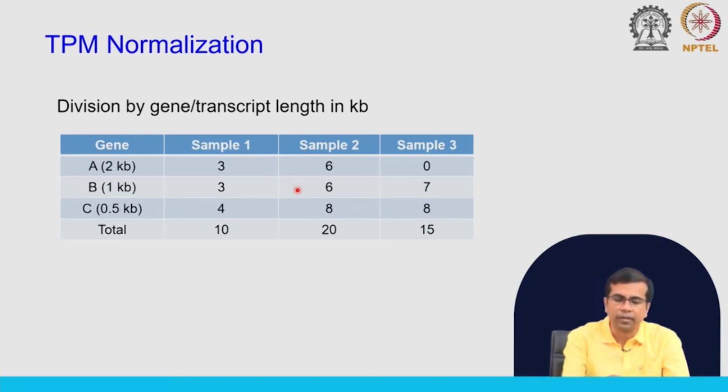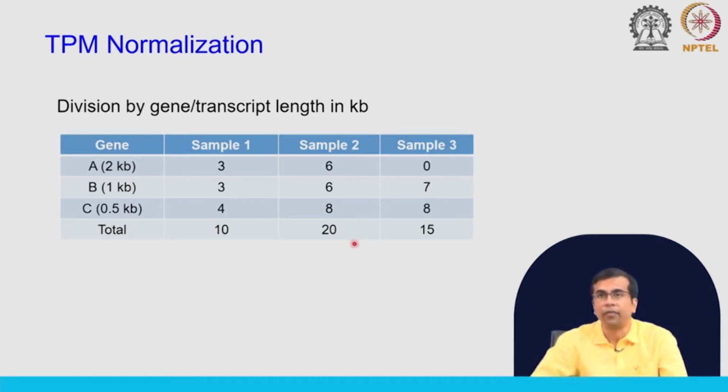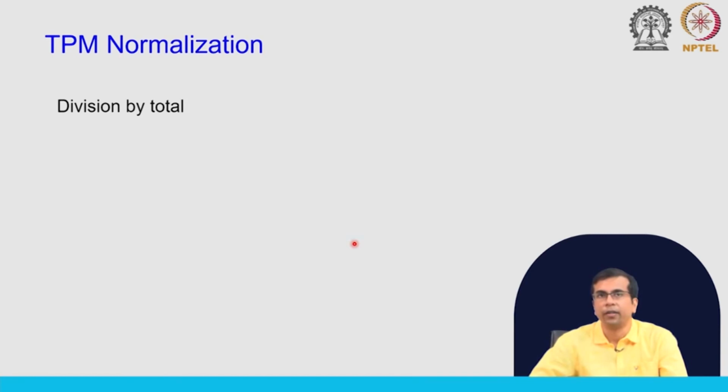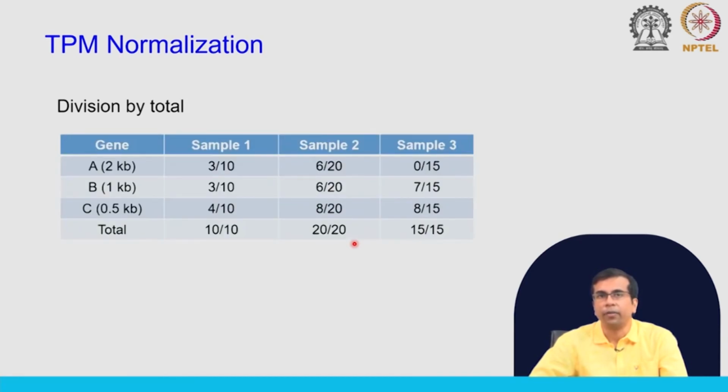This is not the total number of reads, it is actually some sort of transformed total. So, you have 10, 20 and 15. The next step now is to divide by this total that we have got for each sample, because the totals are different. So, once we divide by the total, you can see we have divided sample 1 by 10, sample 2 by 20 for each column. For sample 3 we have divided by 15.